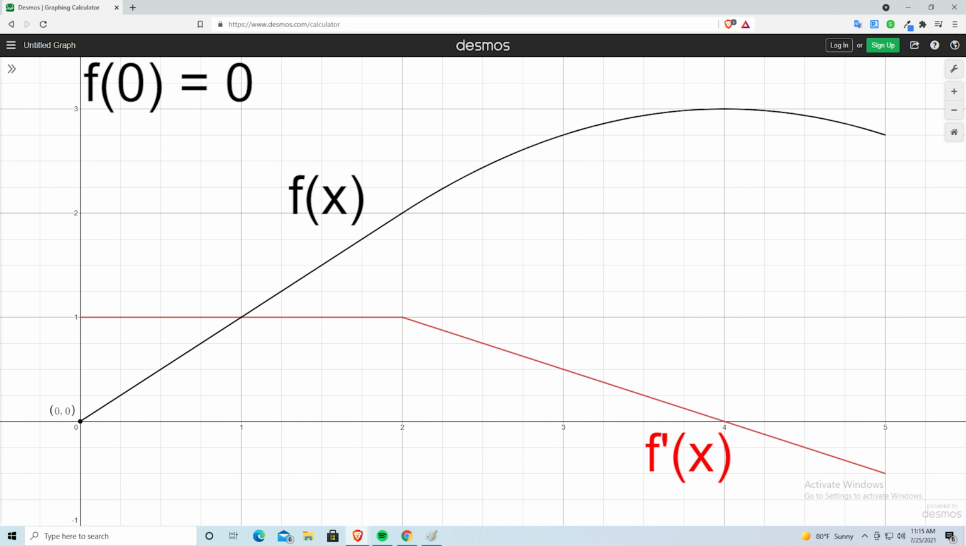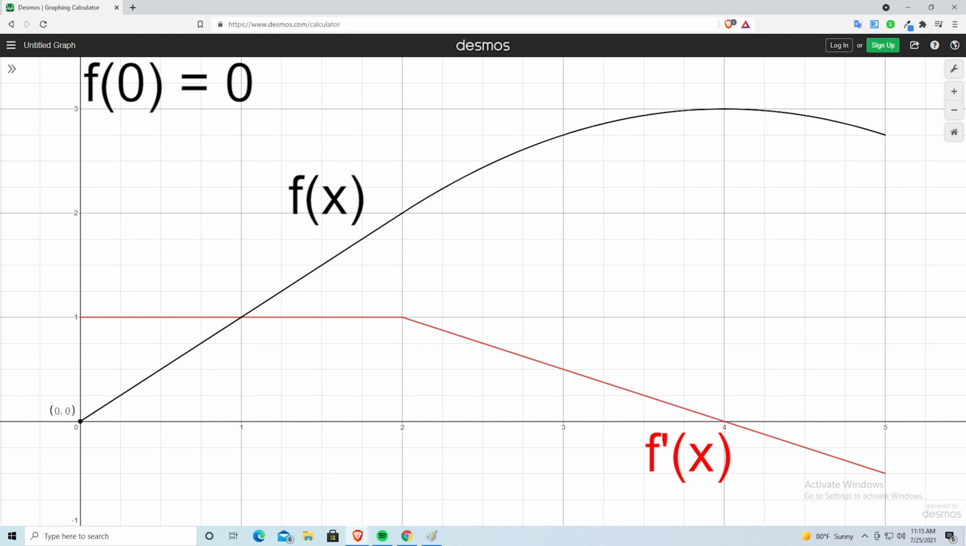Now we can check our work here by using the tools from earlier on in the term, and by starting with the function in black, we can ask ourselves if the derivative of that function is the function in red. Well, from 0 to 2, the function in black has a constant slope of 1. And so the derivative should have a constant value of 1 over that same interval, which it does.